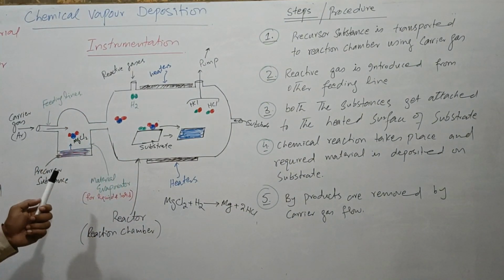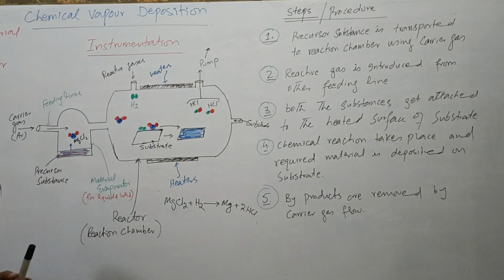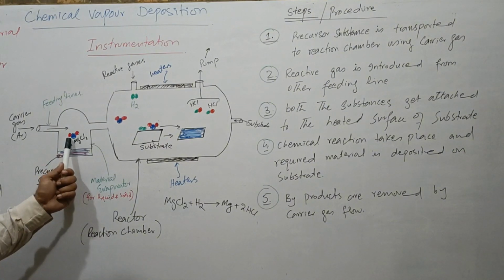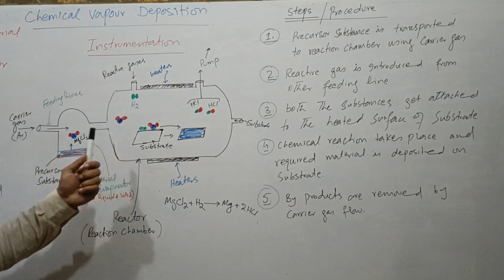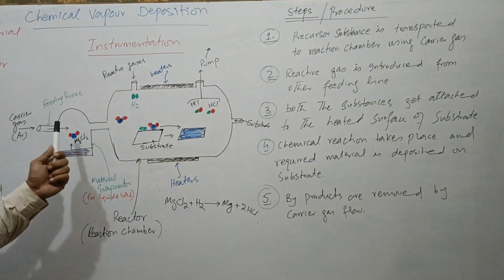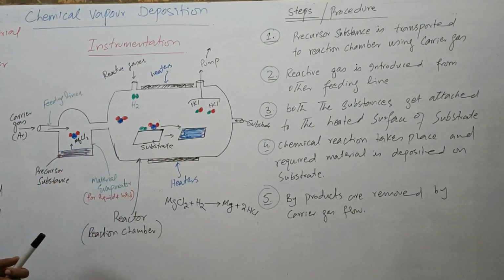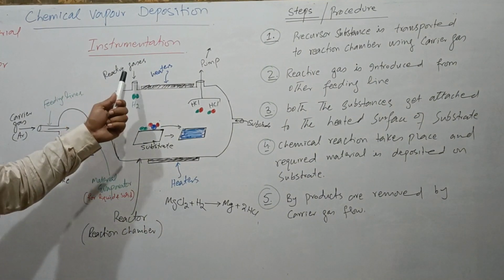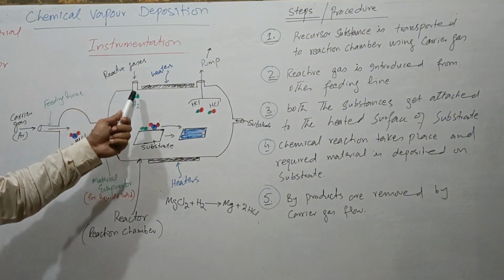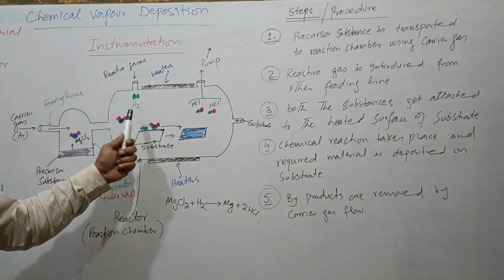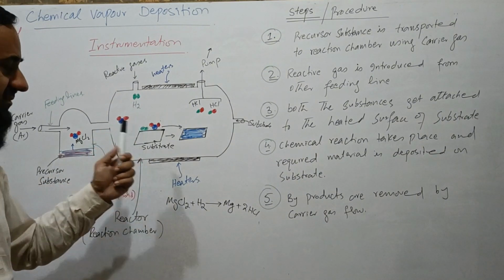But if the material is in the form of liquid or solid, then this material is taken in the material evaporator. So we heat the material, vapors are formed, and these vapors are carried to the chamber with the help of a carrier gas. So this carrier gas takes this precursor substance into the reaction chamber. The other gases which are required to react with this precursor substance are introduced through a different feeding line. So both the gases and this precursor substance get attached to the substrate.